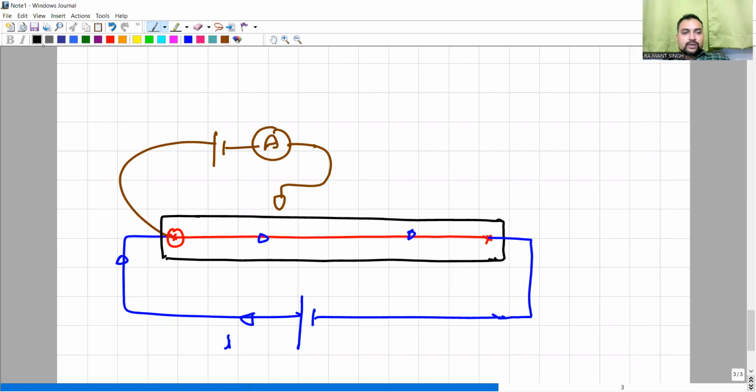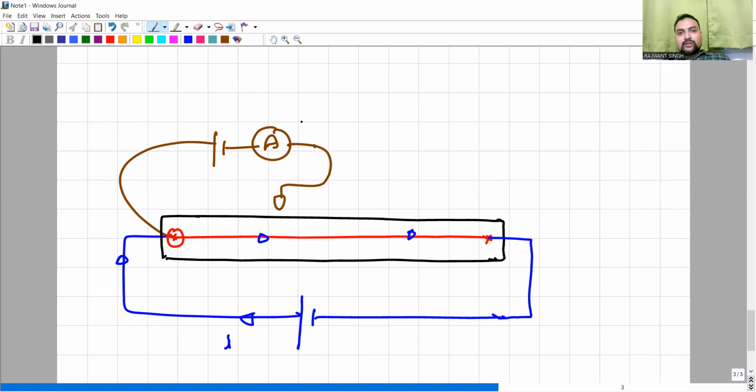Okay, so we'll start with this application of potentiometer. We have our potentiometer. We know how it works. What are the concepts involved? Now, where are we going to use the potentiometer? What are we going to use the potentiometer for?